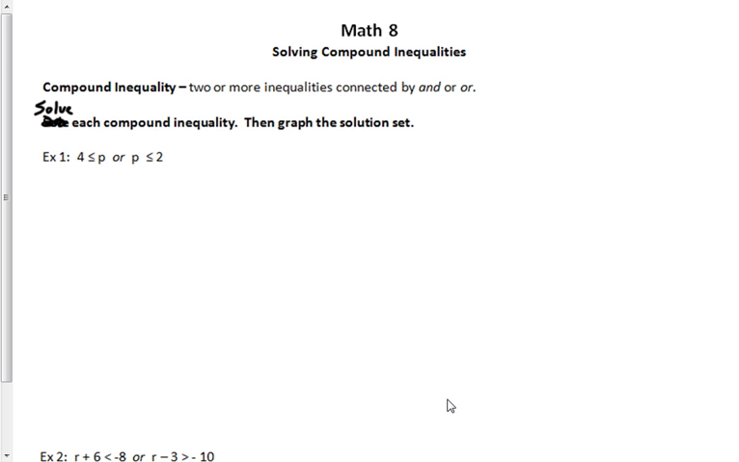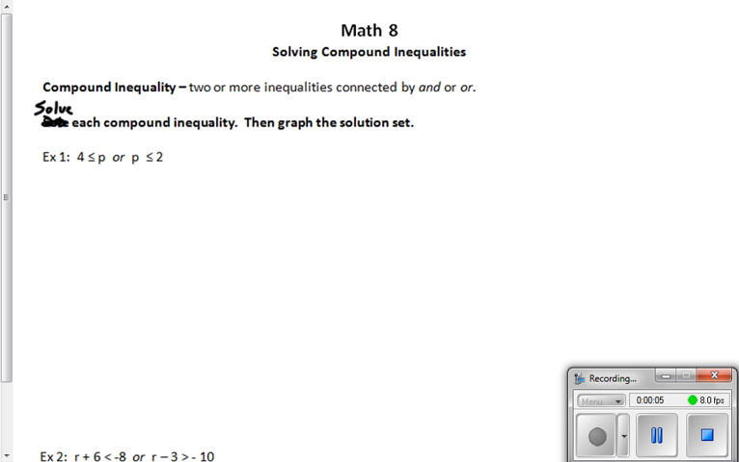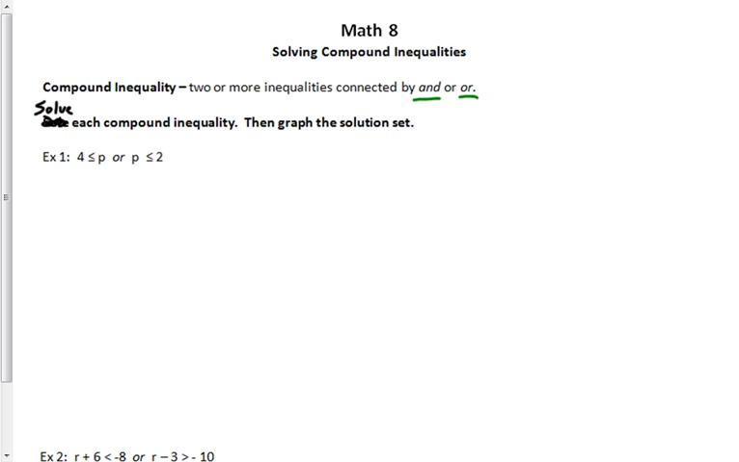Today we'll be working on solving compound inequalities. A compound inequality is basically two or more inequalities that are connected by "and" or "or." Normally, when you graph an "or" inequality, the arrows are going to go in different directions, and when you combine it, it's going to show a range.